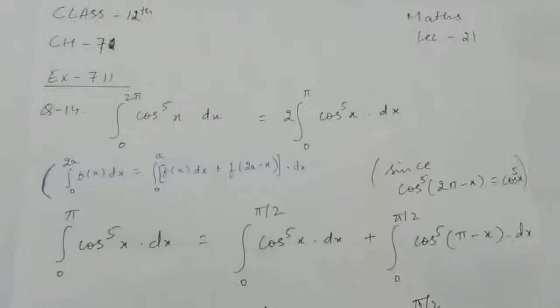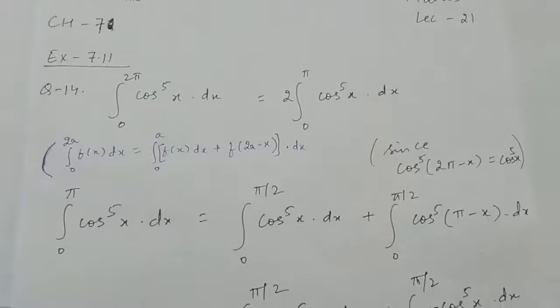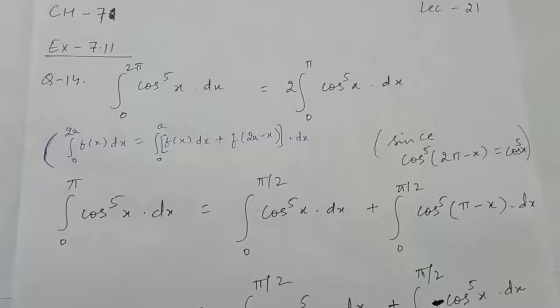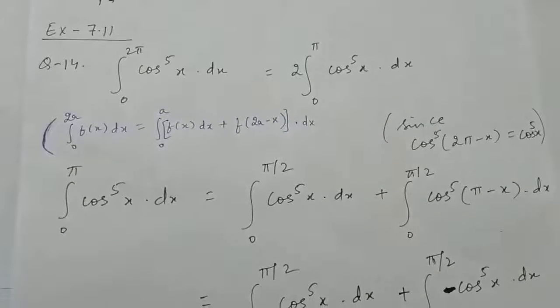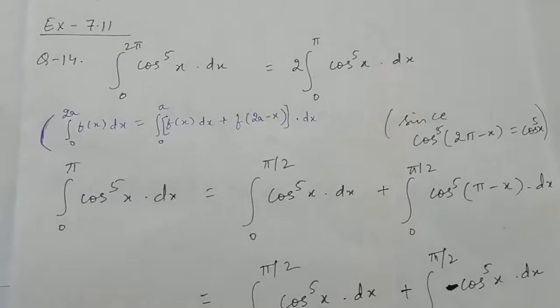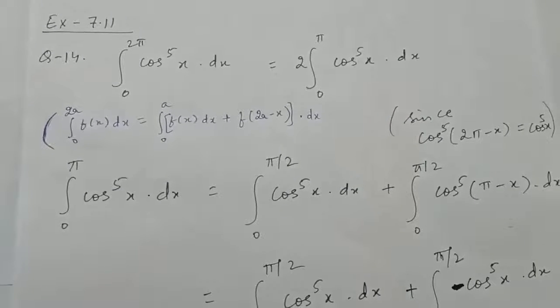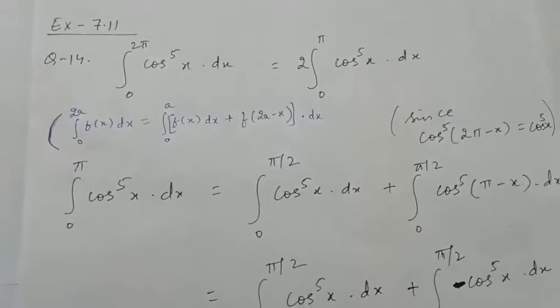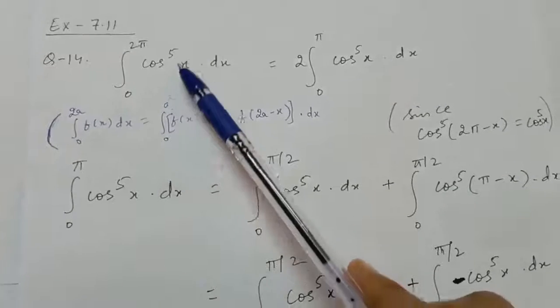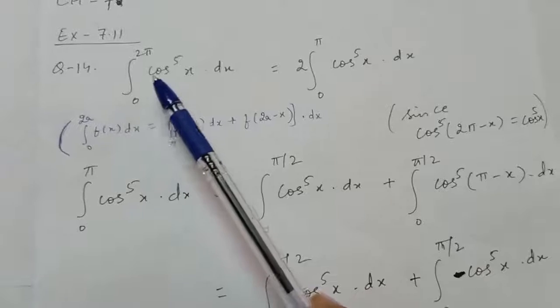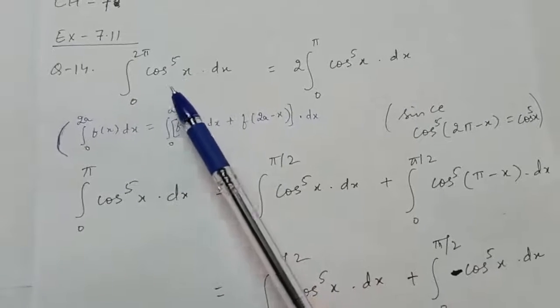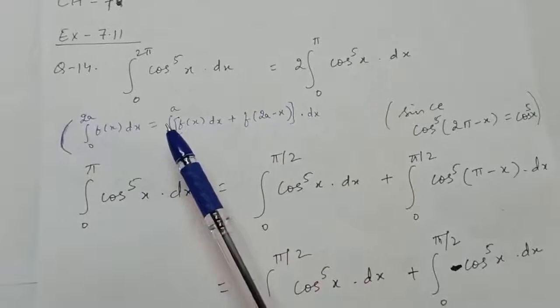Question 14 of exercise 7.11 is the integral of cos x raised to the power 5, and the limits are 0 to 2 pi. There are two methods to solve this question. Either you can find the integral of cos x raised to the power 5 and then put the limits, or the easy method is that you can apply the properties of definite integrals.